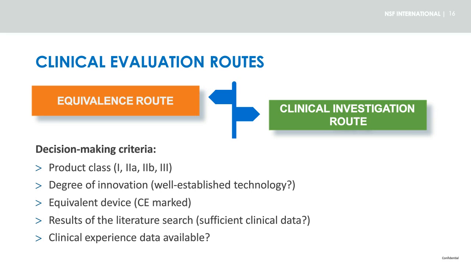To be able to evaluate the amount of clinical data needed and to choose between these two routes, think about the following points. Which is the class of your device? For a class 1 device, the amount of data to show clinical evidence will be much less than for a class 3 device. Is the technology in which my device is based new? If so, you might need to generate further clinical data.